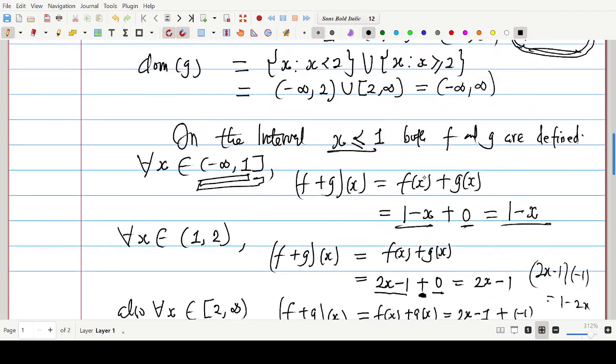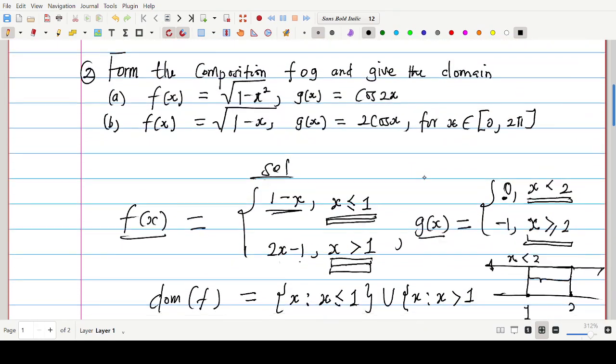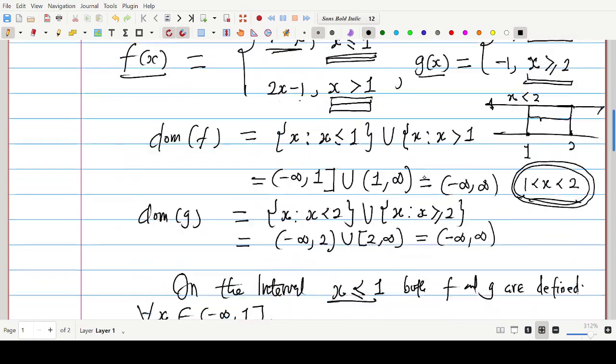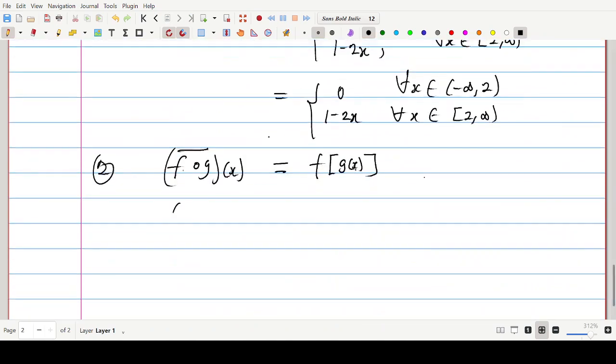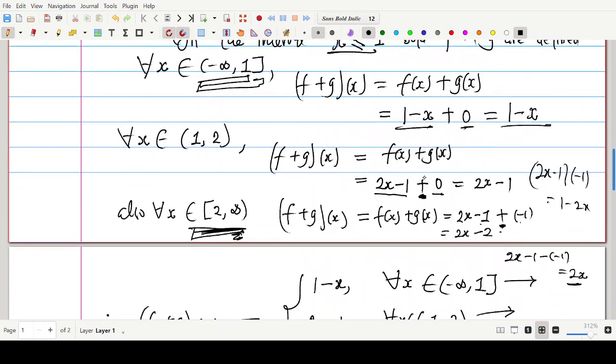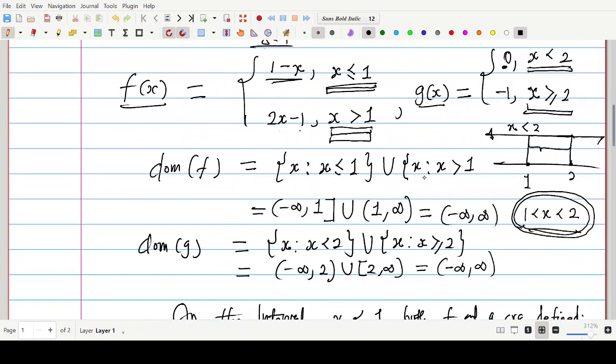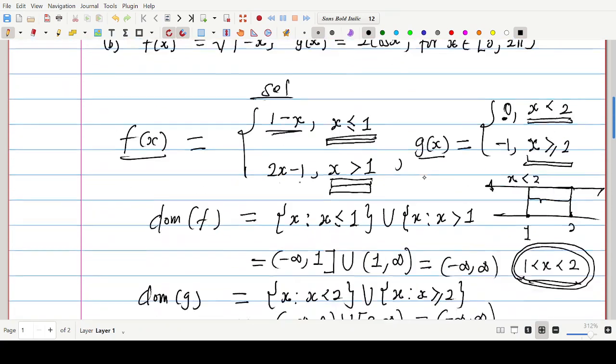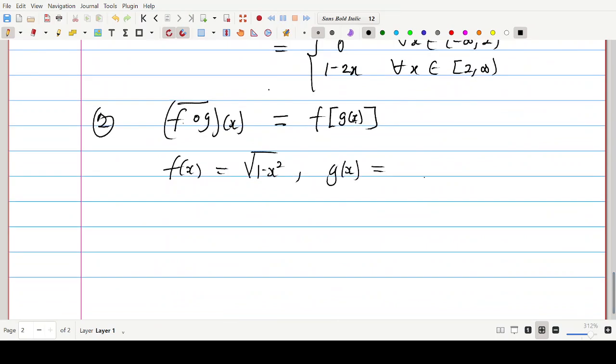Now, in the problem, we are given f of x equals the square root of 1 minus x squared, right? I'm also given g of x to be equal to, what is g of x here? Cos 2x. All right. Now, we are to find this, all right?